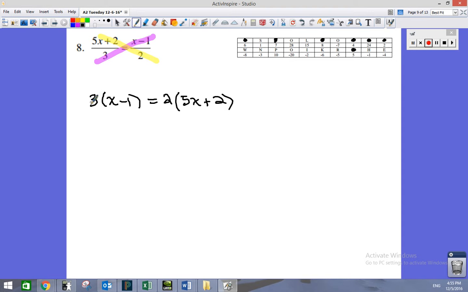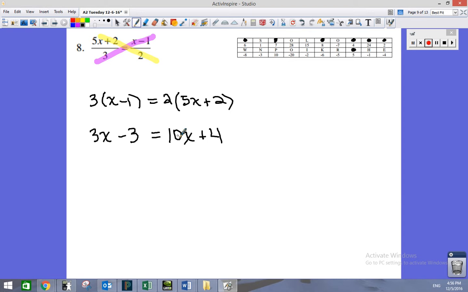If I distribute this 3 to both terms, both of these terms get multiplied by 3. I'll have 3 times x minus 3 times 1. And here I'll have 2 times 5x, or 2 times 5 is 10, and then plus 2 times 2 is 4. So let's collect the x's on one side and the numbers on the other.